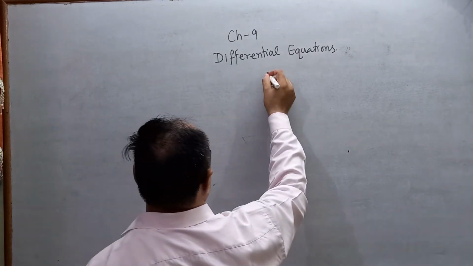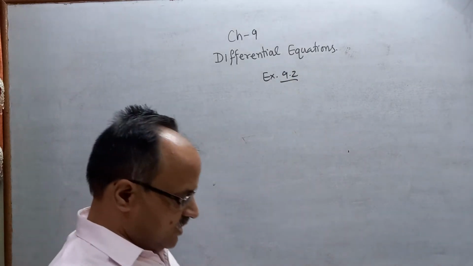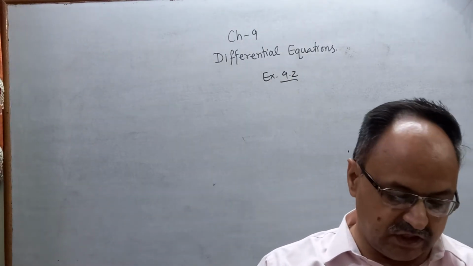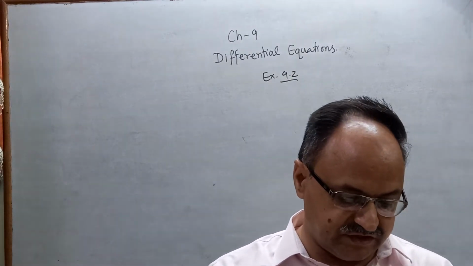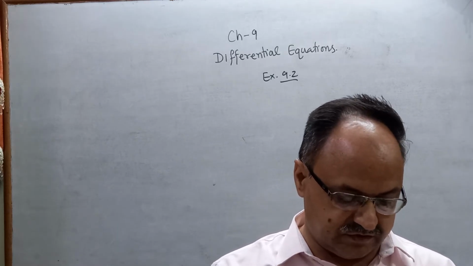Next, exercise 9.2. In exercise 9.2, the general and the particular solution of the differential equation is given. With the help of this, solve the equation. Clear?